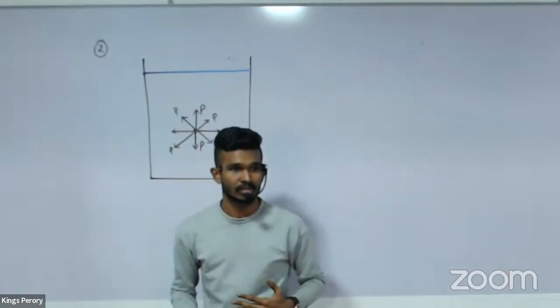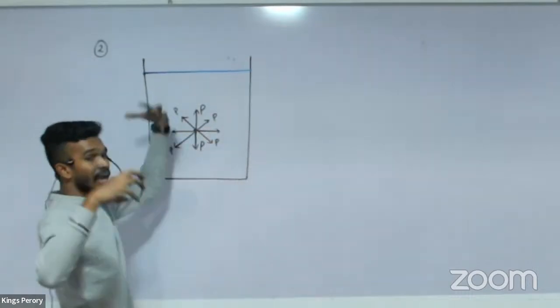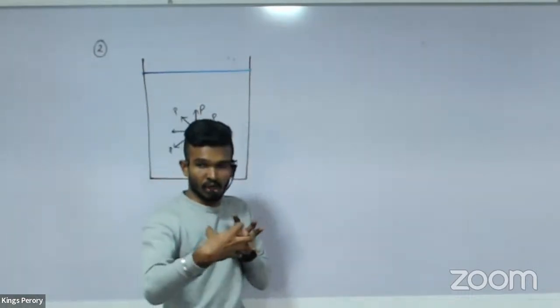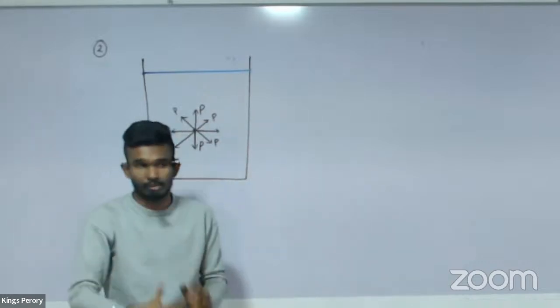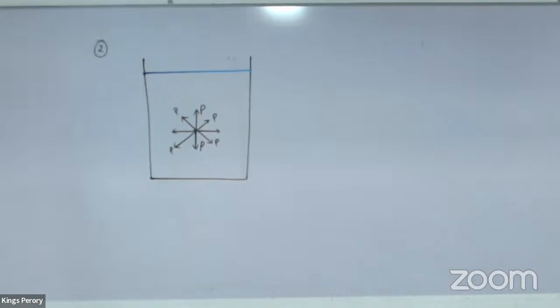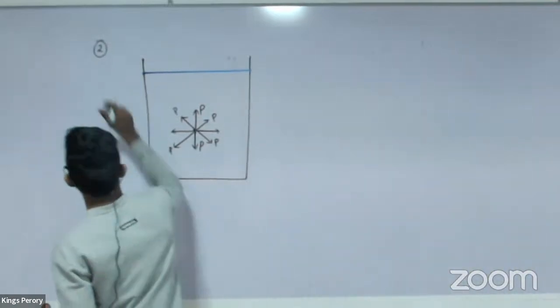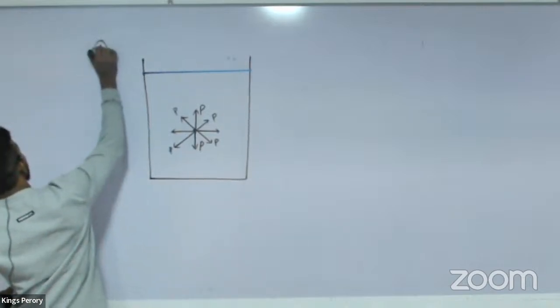Think 3D, don't think 2D. North, south, east, west, front, back, every side. So in all the direction, hydrostatic pressure will be acting. Got the point there? Write down. No need to put number 2. Just put a star in. This is the second property.